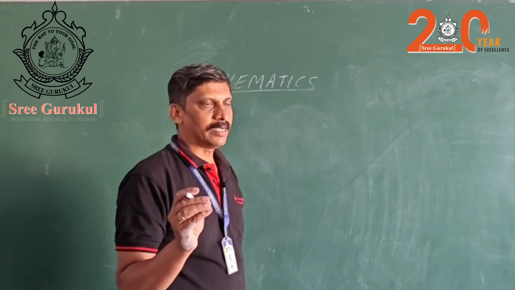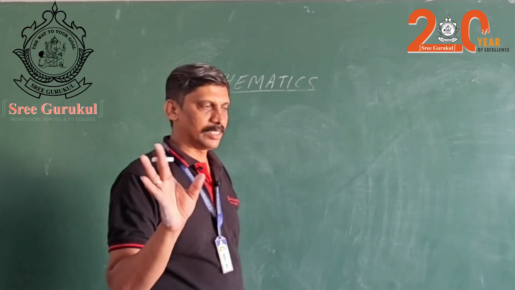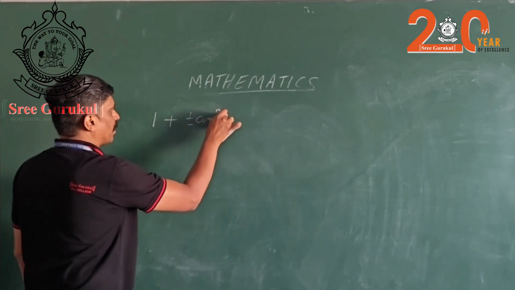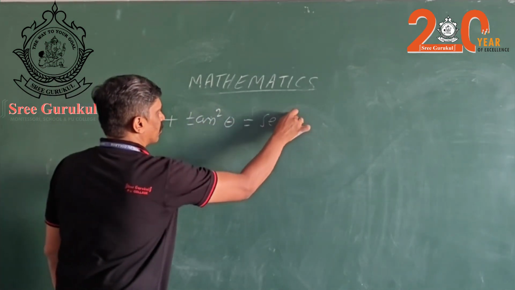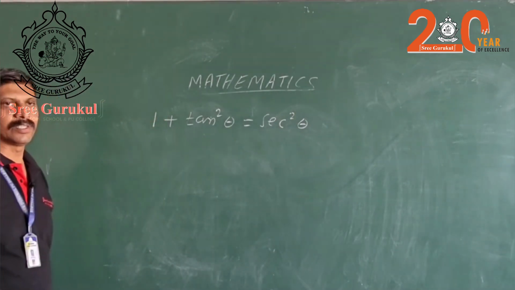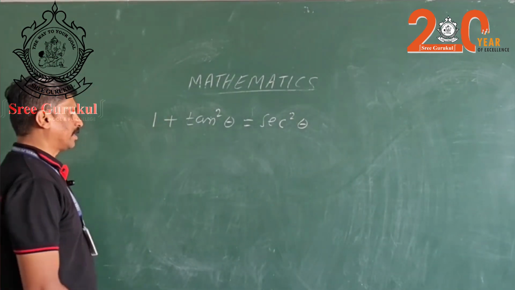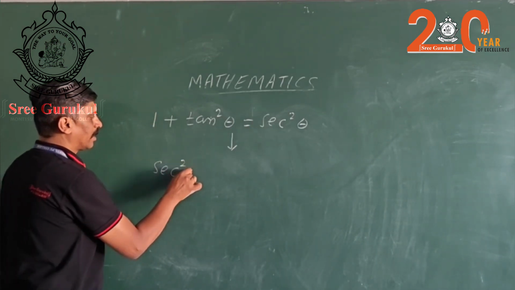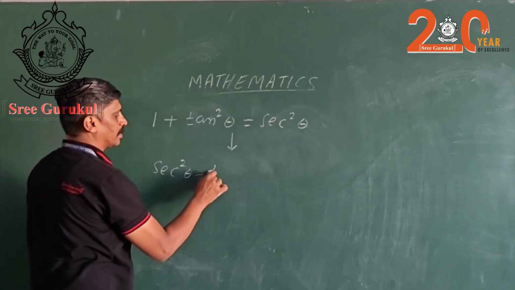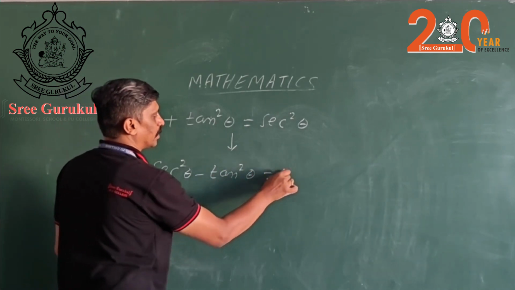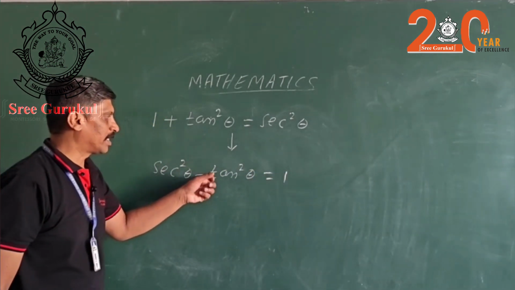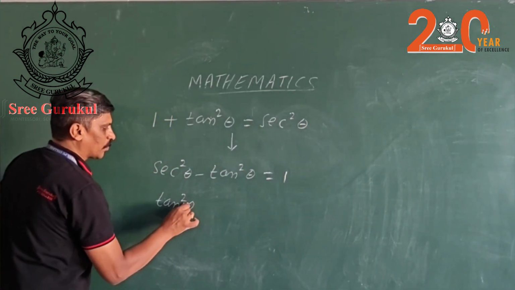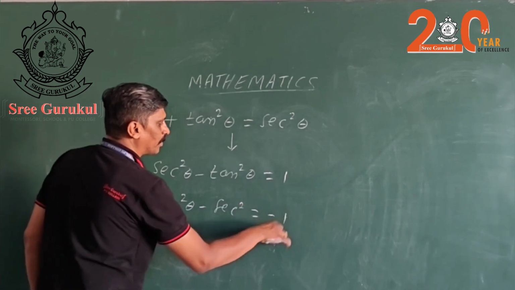Okay. So the first identity is sine square plus cos square of an angle is equal to 1. Next, the second identity is 1 plus tan square of an angle is equal to sec square theta. 1 plus tan square theta is equal to secant square theta. To build this formula in other ways, in secant square, tan square can be transposed to the LHS: secant square minus tan square theta is equal to 1. Next, tan square minus secant square is equal to minus 1.